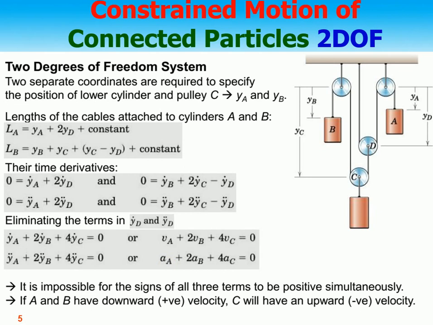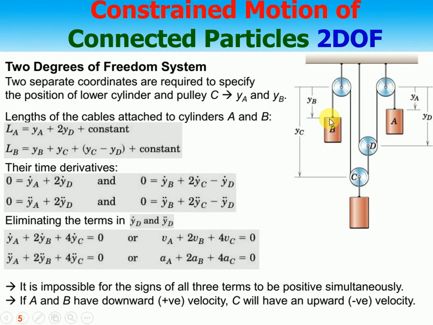I call this system a 2 degree of freedom system because here there are two ropes. If you see, cylinder A is attached to the first rope, passing over this pulley, then the pulley D, and then attached to the fixed point. This is one rope. The second rope is attached at the center of the pulley D, then wraps over this C, then wraps over this pulley, and then attaches to the cylinder B.